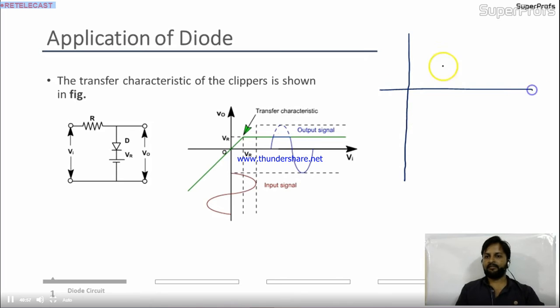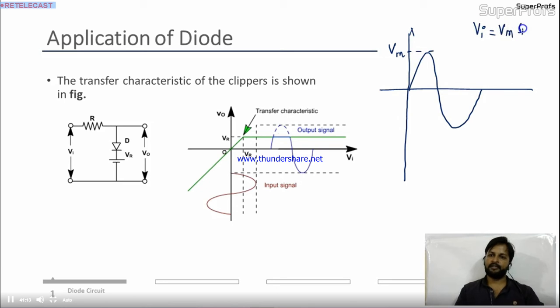Please see it carefully. This is your input. Let's take it. This is the max value of input, and this is the voltage waveform. Let's take Vi equal to Vm sine omega t. This is one cycle given for the input, over omega t. Now, we are going to draw the output waveform.